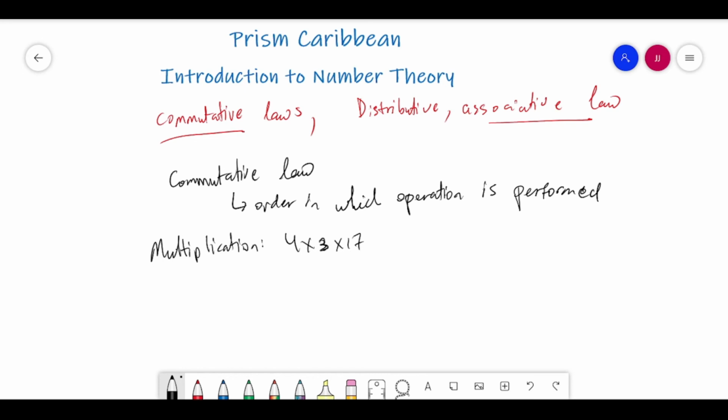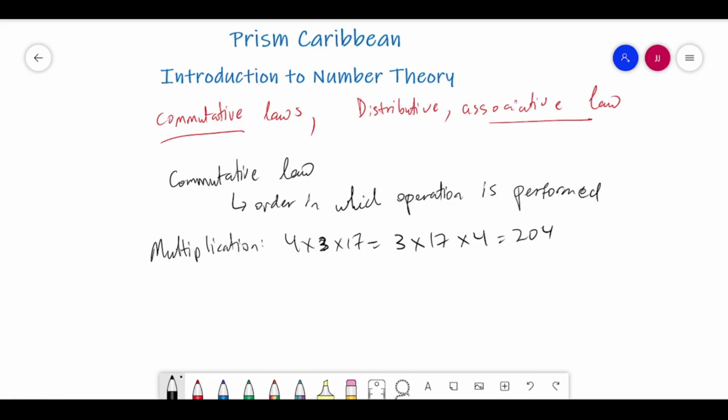Now, the order in which we multiply this really doesn't change. Let's say we decide to multiply it in a different order. Let's say we decide to start with 3 first, then maybe start with 17, then maybe start with 4. When we multiply these out, we will still get the same number, 204.